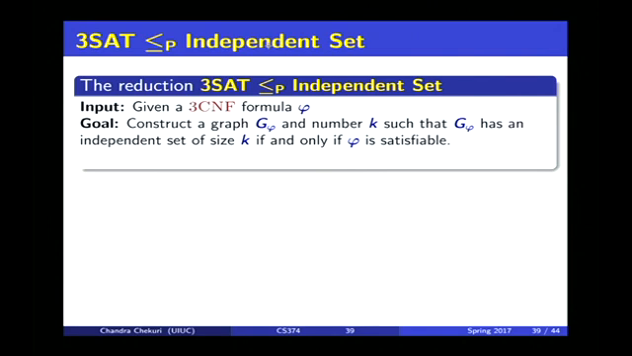A graph and k. And what should the property be? The formula is satisfiable if and only if the graph and k that we spit out has the property that the graph has an independent set of size k. Is that clear? So we are transforming a formula into a graph and an integer k.